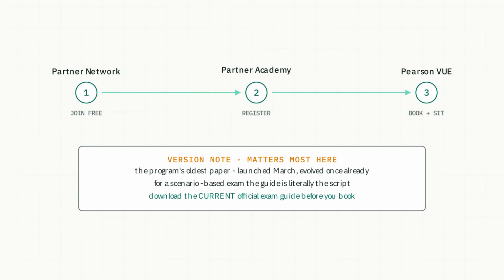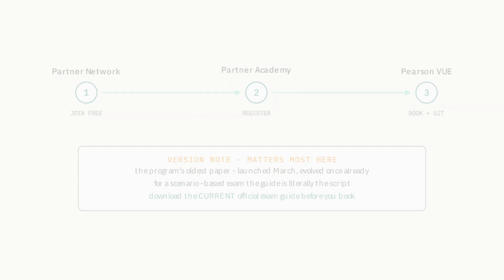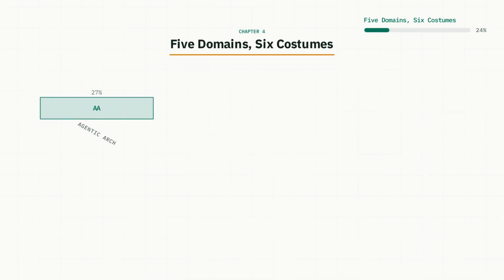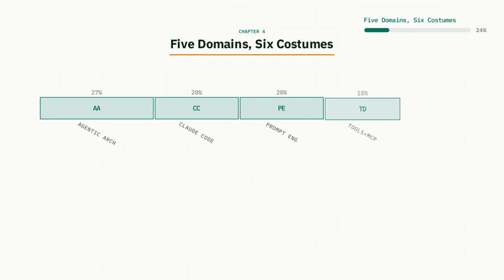It's free, it's short, and for a scenario-based exam, it is literally the script. Chapter 4, 5 Domains, 6 Costumes. The blueprint has 5 weighted domains, and here they are heaviest first. Agentic Architecture and Orchestration, 27%, the crown. Then 2 20% domains, Claude Code Configuration and Workflows and Prompt Engineering and Structured Output. Tool Design and MCP Integration, 18, and Context Management and Reliability, 15.